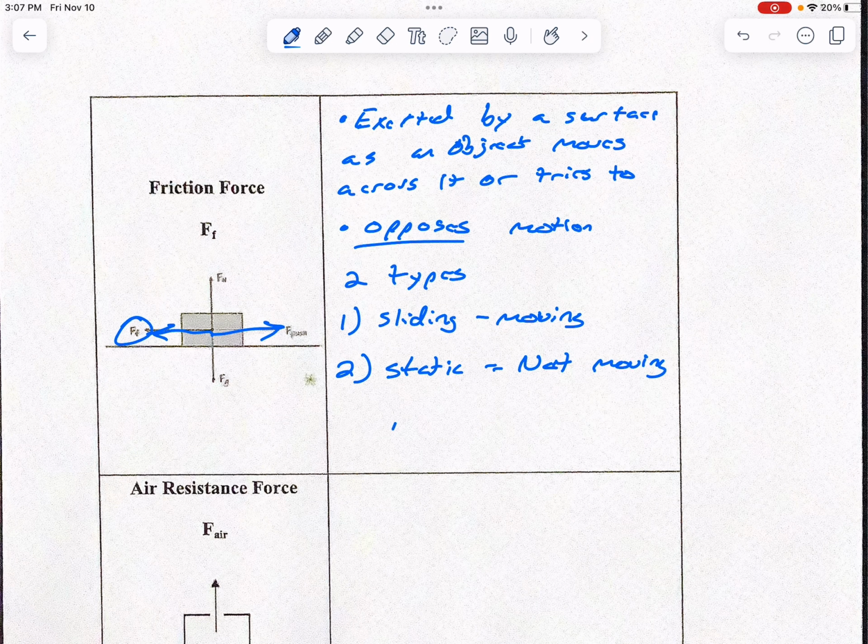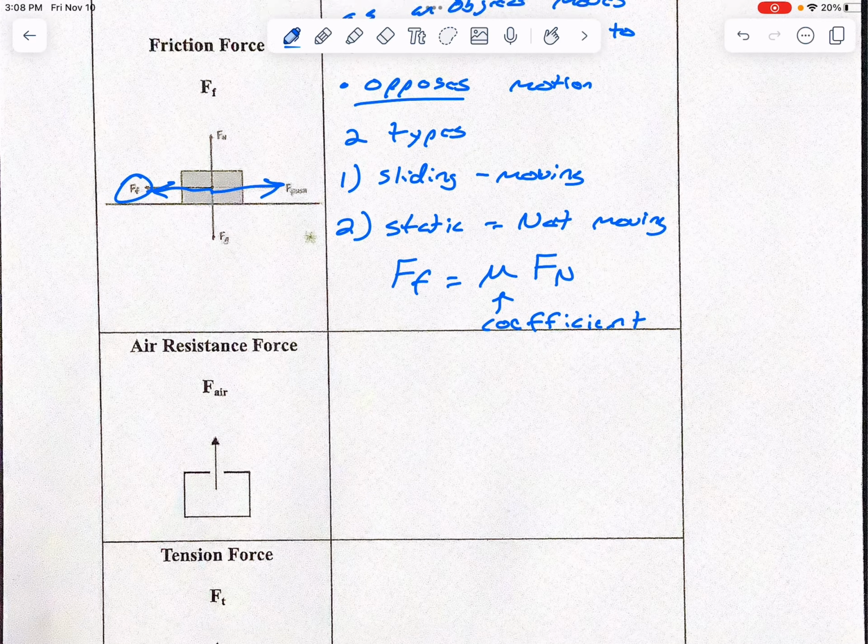The equation for that is F_f equals mu, the little u with a tail, times your normal force. That mu is the coefficient of friction, and each material has a different coefficient. Normally we'd give you those coefficients. Ice would have a very low coefficient because you can slide across it much more easily, versus something like sandpaper, which would have a very high coefficient and would want to keep you from moving. So frictional force is always opposing your motion.